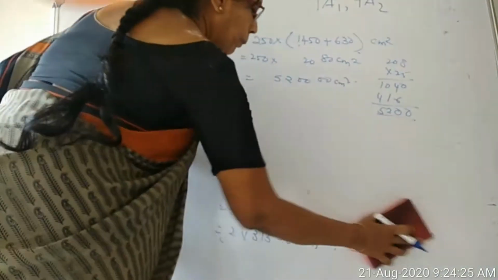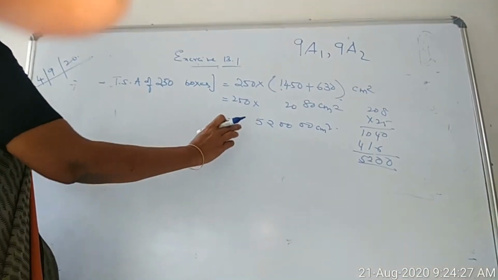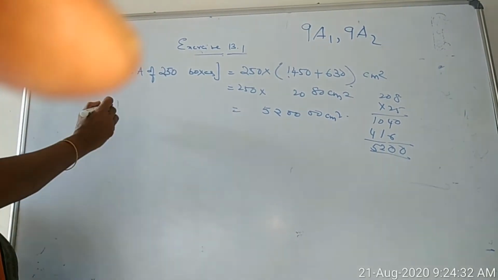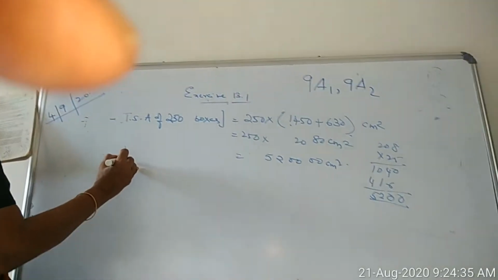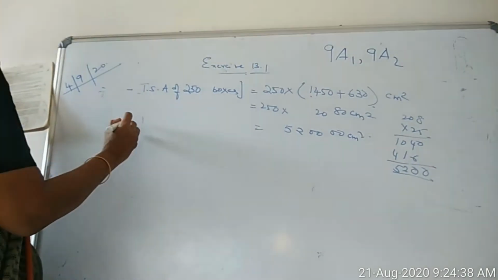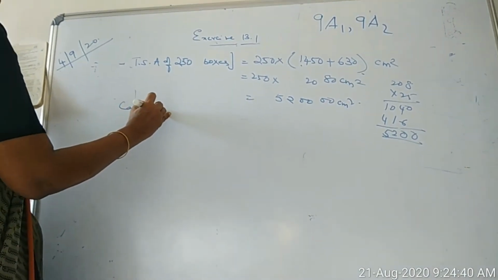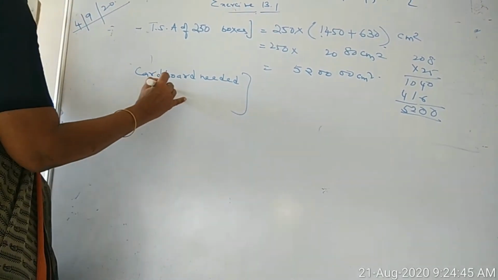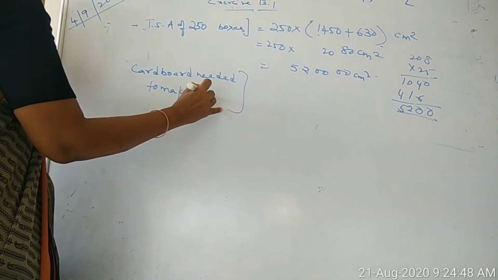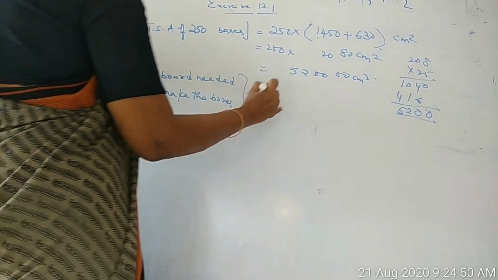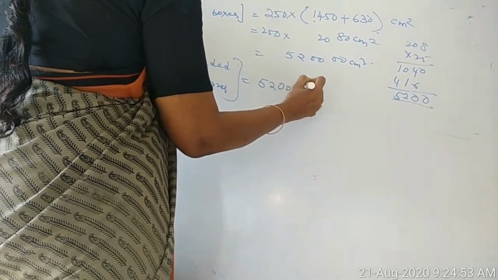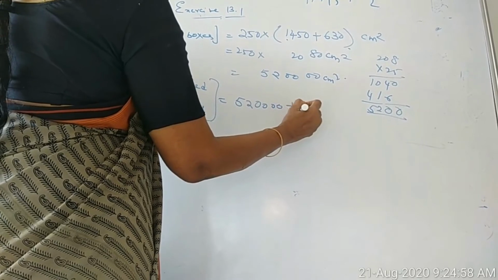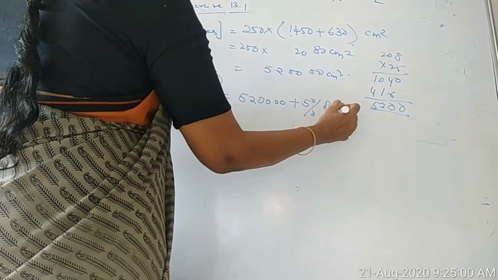Now, when you want to make any boxes, children, you won't provide exactly the same area. We should give them extra material, girls. Why? Because cardboard is needed to make the boxes. Exact measurements we won't give, we are going to give extra. How much extra did you give, children? You gave 5% of the total TSA.